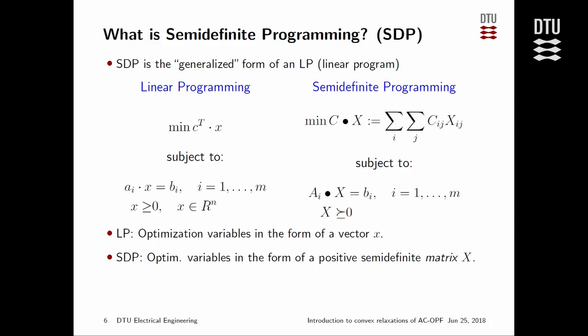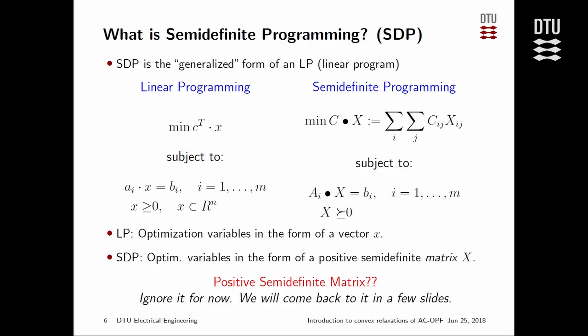So both problems have linear objective functions. Both problems have linear constraints. The only difference is that our optimization variables in the LP must be strictly non-negative, while in the SDP we organize them in a matrix that must be positive semi-definite. That's the main difference. So in semi-definite programming, we organize our optimization variables in a matrix, and this must be positive semi-definite.